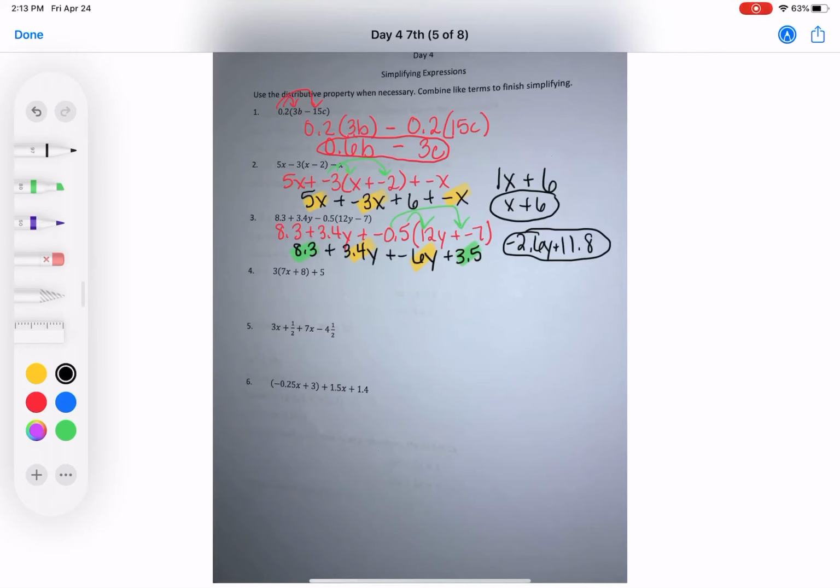All right, number 4, again, we're going to have to distribute. So my first multiplication problem is going to be 3 times 7x plus 3 times 8, and then plus 5. And remember, on ones like this, you do not distribute the 3 to the 5 because it is not inside parentheses. So 3 times 7x is 21x plus 3 times 8 is 24 plus 5. I'm going to combine my constants. So I have 21x plus 29.